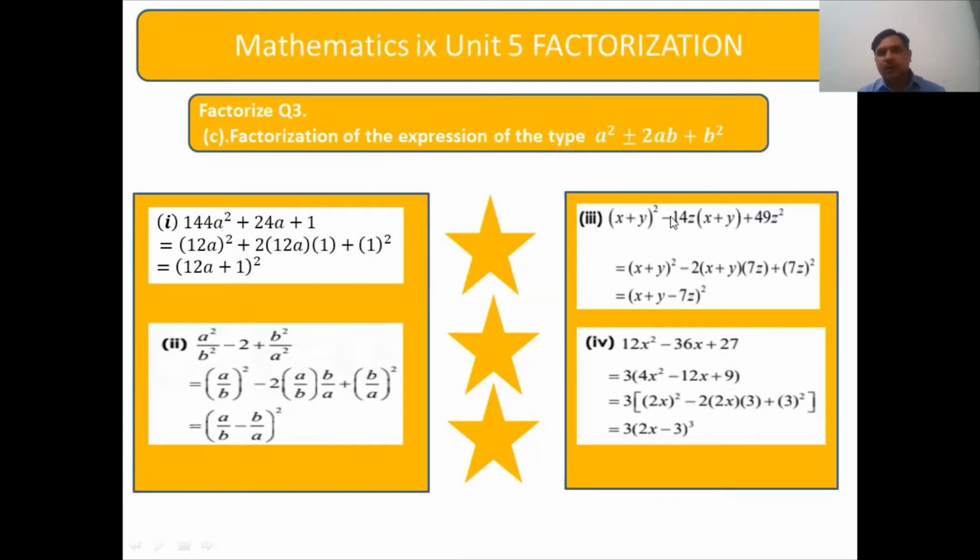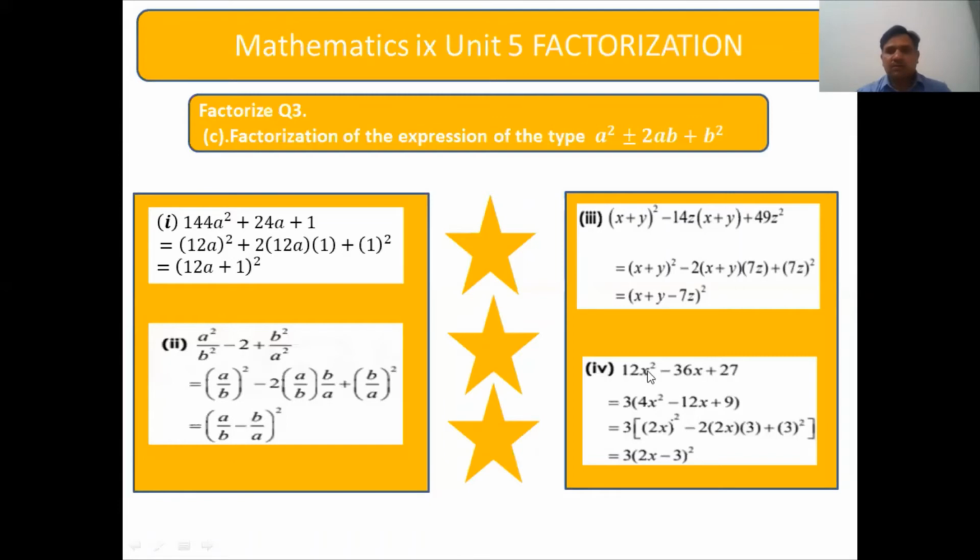Third part, x plus y whole square minus 14z into x plus y plus 49z square. So first is x plus y whole square, and this 49z square can be written as 7z whole square, and this 14z times x plus y can be written as 2, and the first term is x plus y and the second term is 7z. So this is the expansion form of a minus b whole square, where a is x plus y and b is 7z. So in closed form, this is x plus y minus 7z whole square.